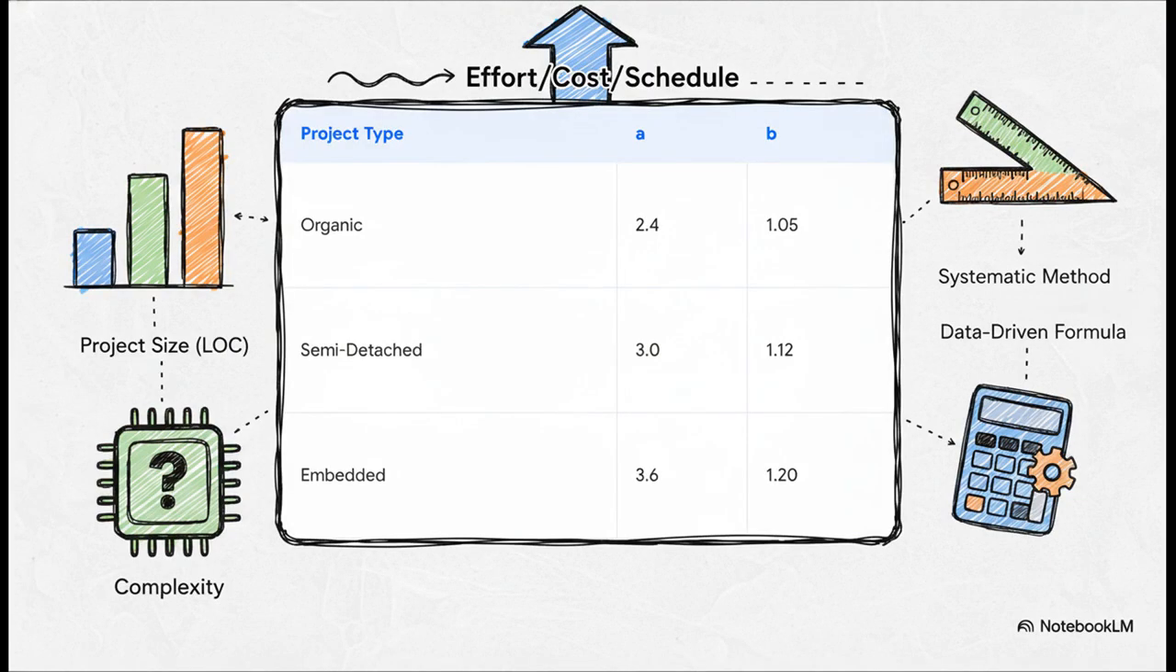And this is where you can really see the logic of the model. Just look at how the numbers get bigger as the project type gets more complex. That's not random. That's the historical data kicking in. It knows that complex projects don't just take a little more effort, they often take exponentially more. That's why the B value is so important.